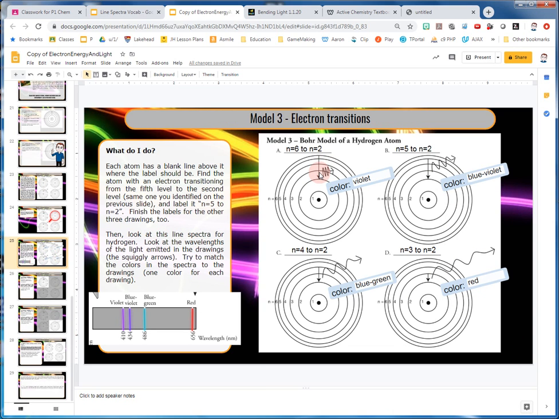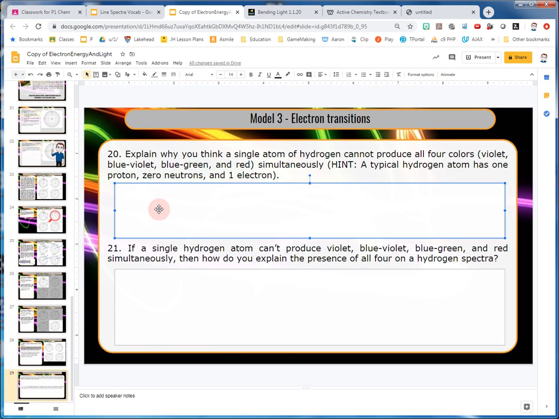in order for an atom to produce all four colors at the exact same time, it would need to have electrons engaged in these little transitions, right? It would need to be doing all four of these at once. Do you think one hydrogen atom can do all four of these at once if the hydrogen atom only has one electron? Well, no. And that's the answer.